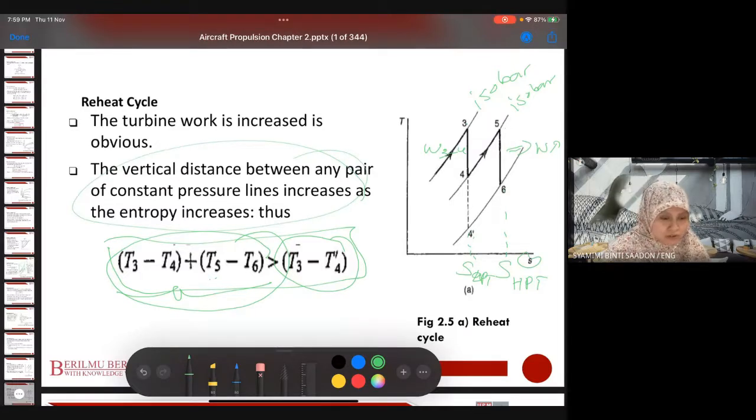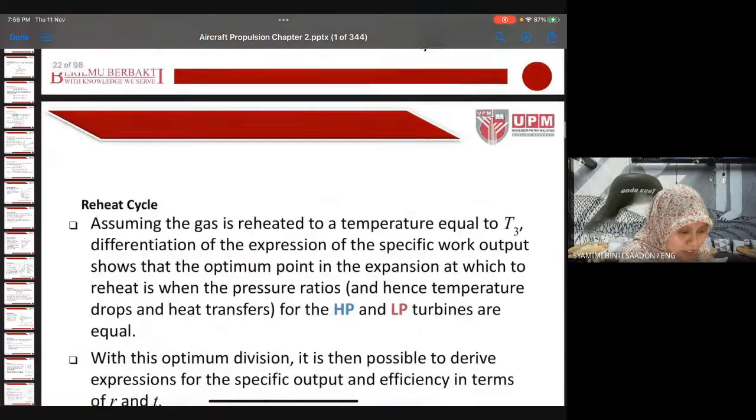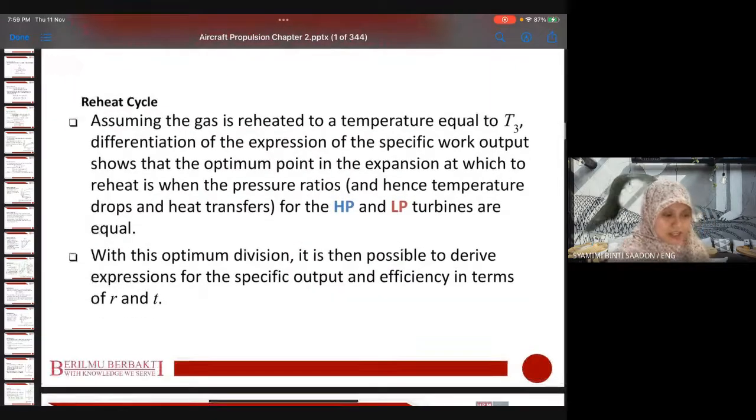compared to if we add another stage of expansion, another stage of turbine. So 5 to 6 reheat back. So the work output, the work produced by the turbine, increases by using this reheat cycle. Assuming the gas is reheated to a temperature equal to T3, differentiation of the expression of the specific output shows that the optimum point at which to reheat is where the pressure ratio for the HP and LP are equal.